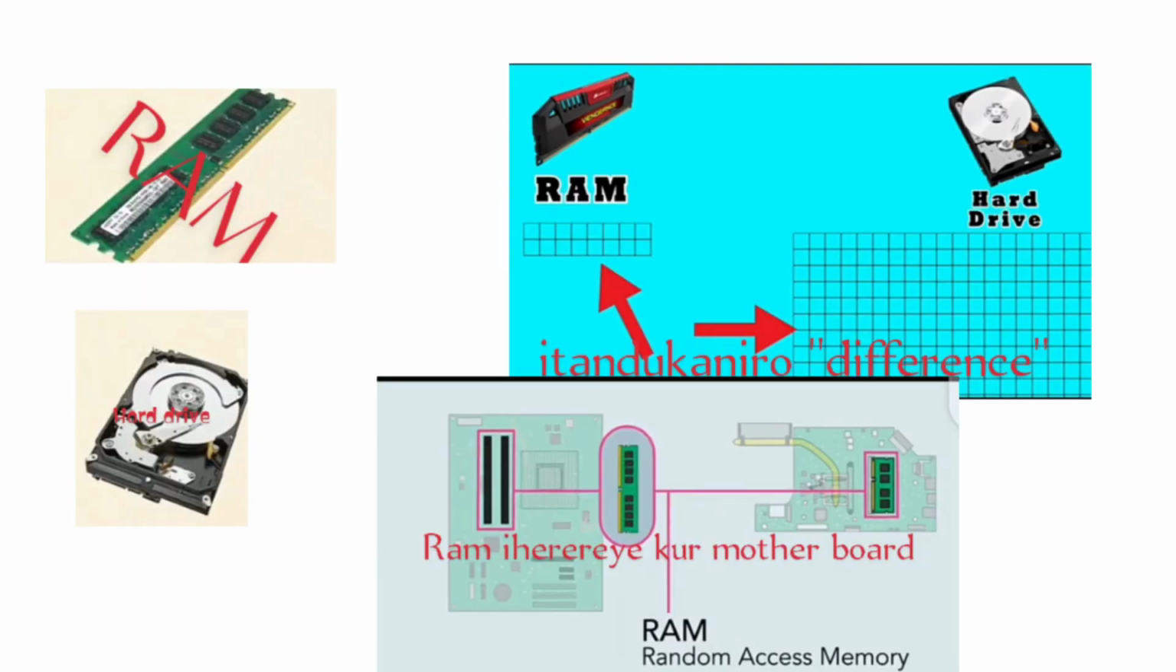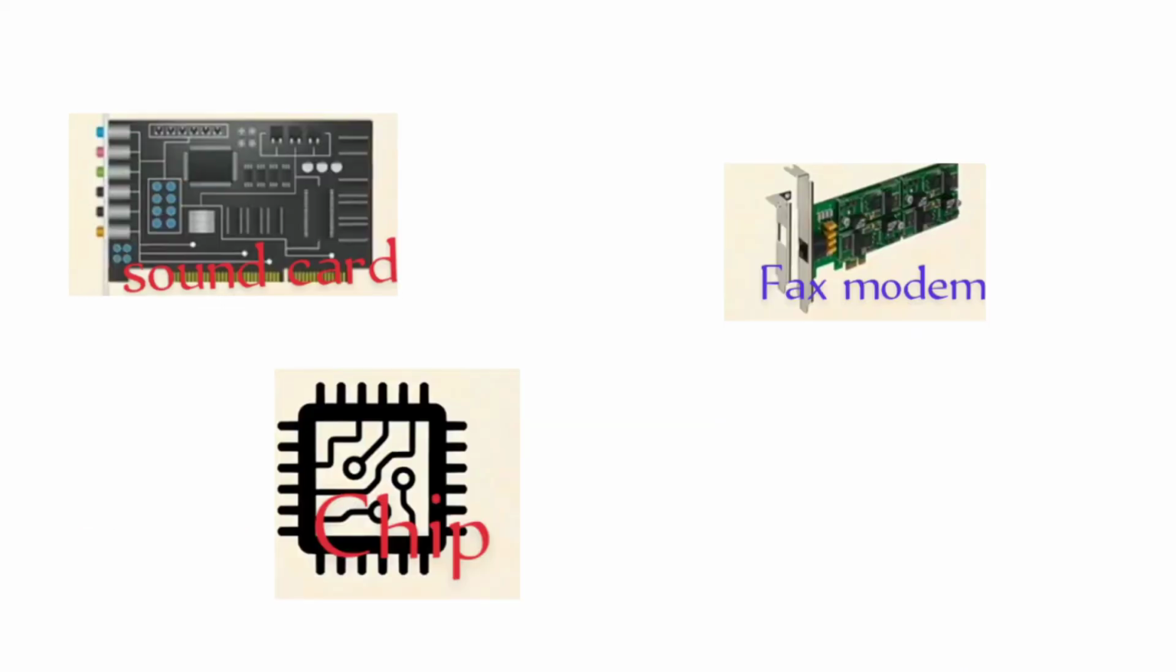Another one, we have RAM, called random access memory. This is a memory or storage that keeps the information in our computer temporarily, but the hard drive keeps the information permanently. So this is a RAM, this is a hard drive, this is a DVD drive. Also here is where the RAM is located in our motherboard.